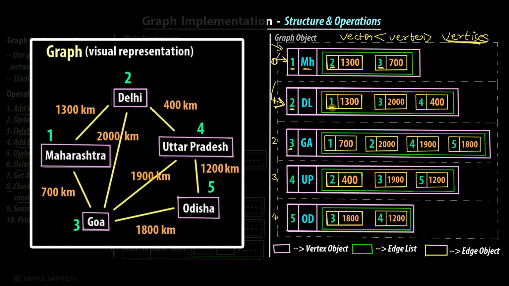So you can see Maharashtra's ID 1 is there in the edge list of Delhi, the first edge object, and also the weight, which is similar, 1300, because of course, if the distance between Maharashtra and Delhi via a particular road is 1300, the distance between Delhi and Maharashtra via the same road is also going to be 1300, right? So makes sense. So this is the first edge object in the edge list. The green container is actually the edge list. The yellow container is actually one edge object. So every edge object represents one edge. So Delhi has 3 edges. One is between Delhi and Maharashtra. One is between Delhi and 3, which is Goa. And one is between Delhi and 4. 4 is UP, Uttar Pradesh.